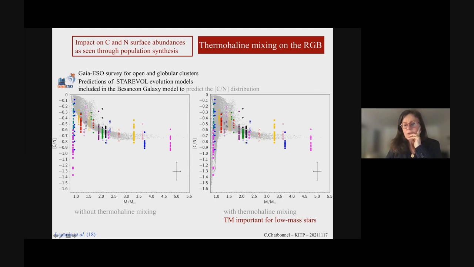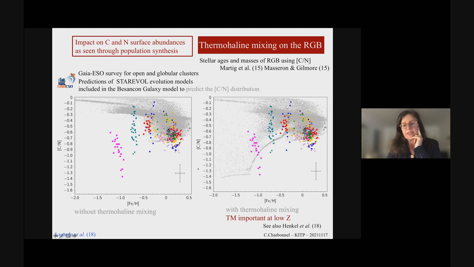So when you don't take into account thermohaline mixing, you see that the observations in the low mass stars are not explained. While when you take into account thermohaline mixing and you put that in your stellar population model, you see that you very well recover the observations.